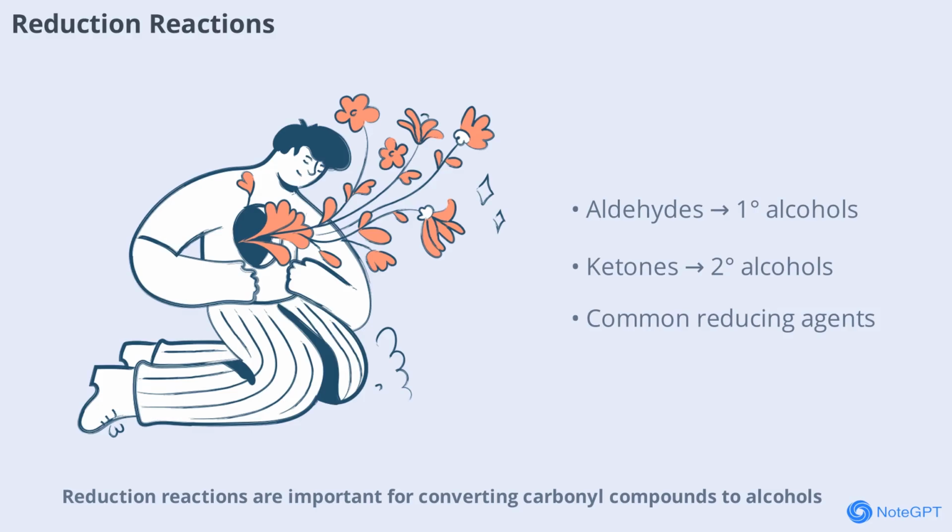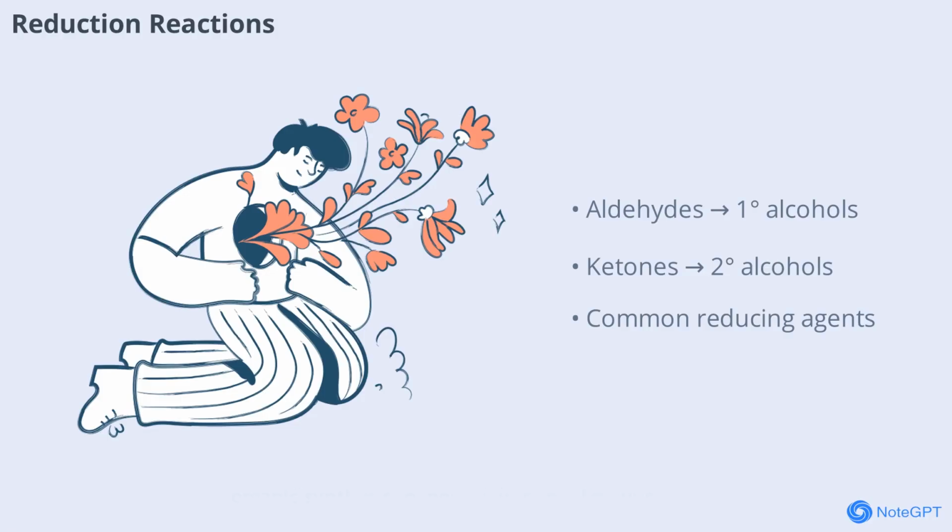Reduction reactions are important for converting carbonyl compounds to alcohols. Aldehydes can be reduced to primary alcohols, while ketones are reduced to secondary alcohols. Common reducing agents include sodium borohydride and lithium aluminium hydride. These reactions are widely used in organic synthesis to modify functional groups.